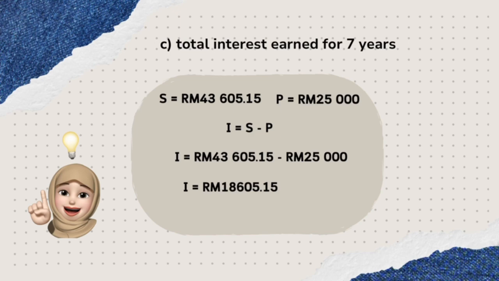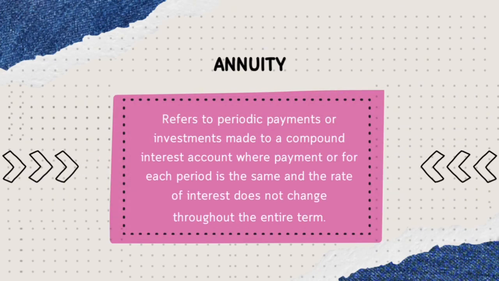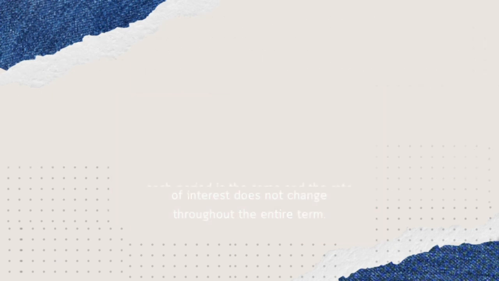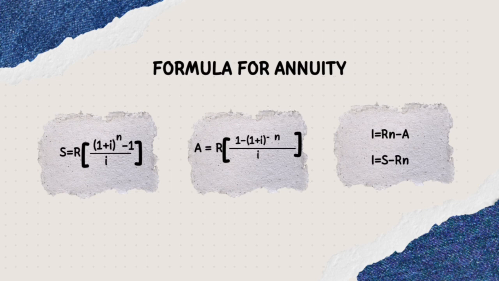Okay, let's move to the next question. Annuity refers to periodic payments or investment made to a compound interest account where the payment for each period is the same and the rate of interest does not change throughout the entire term. So this is the formula of annuity.